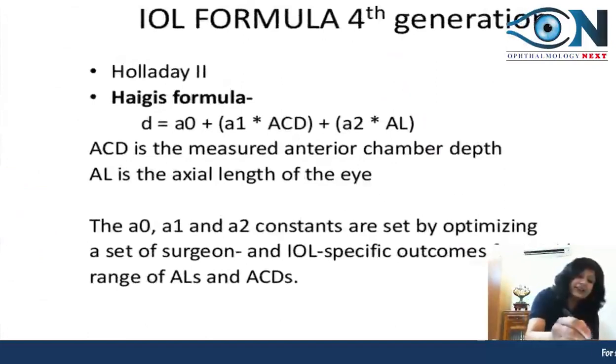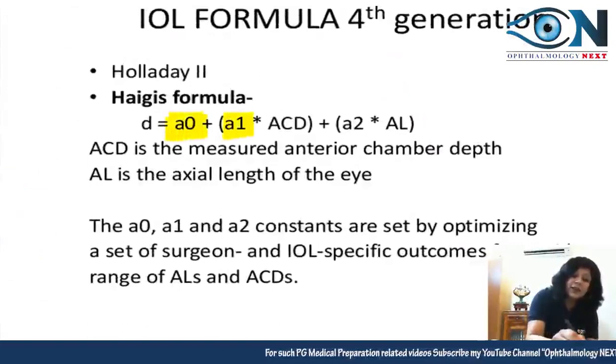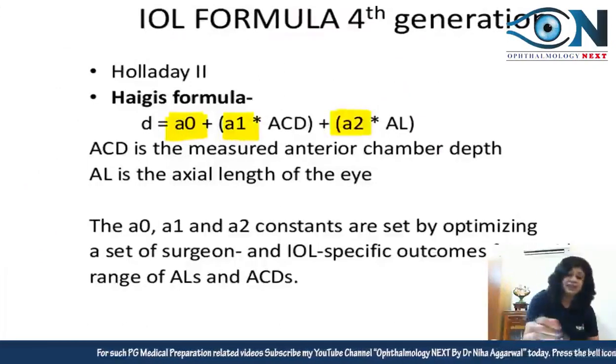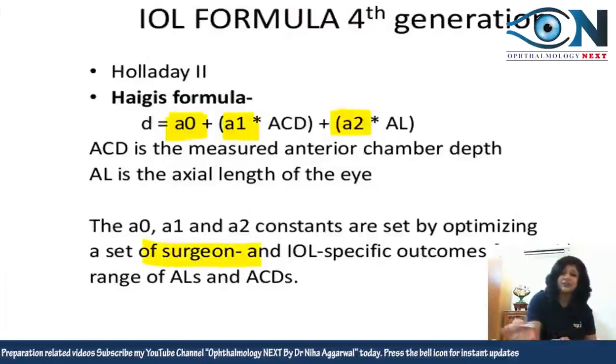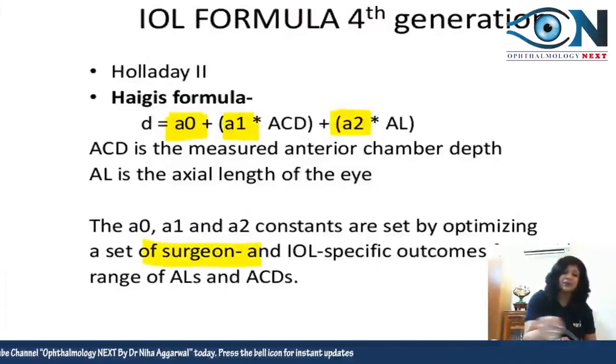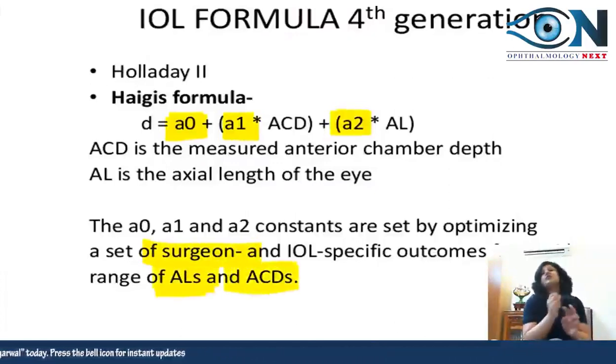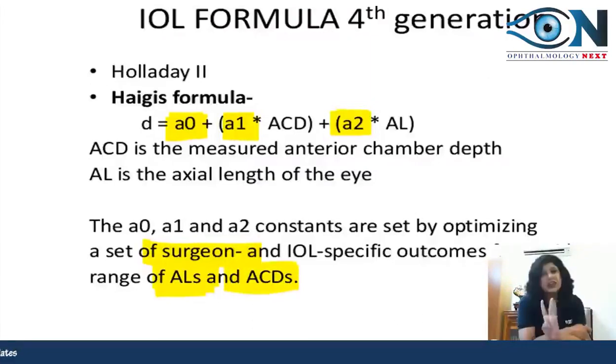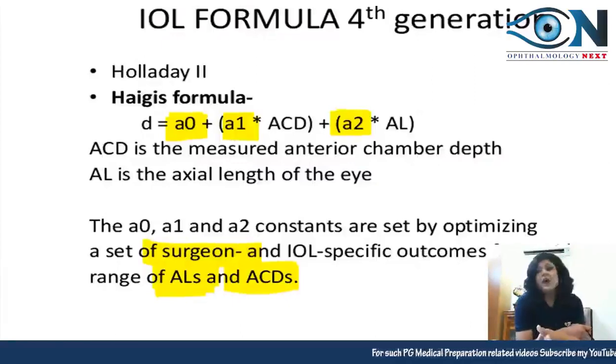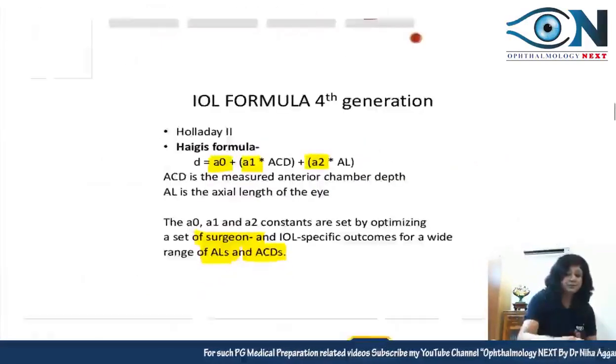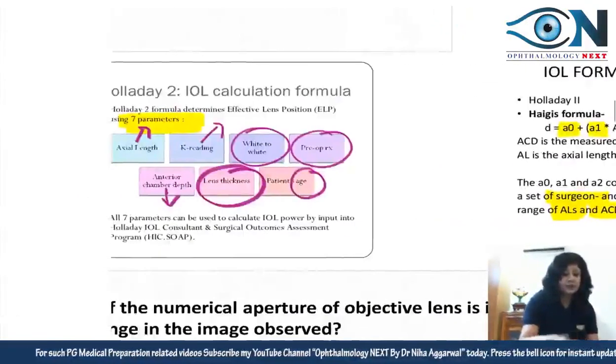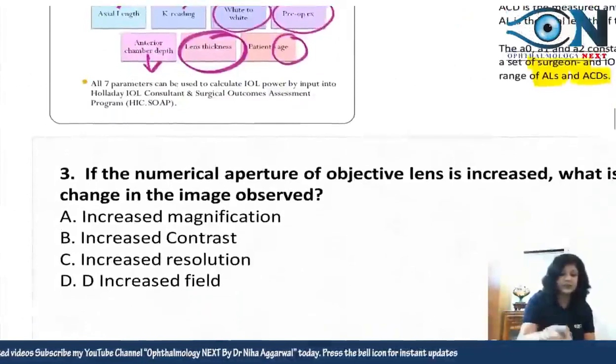Again, let us revise it. We have A0, then we have A1, and we have A2. So these are the constants which are the surgeon's factor, along with the axial length and along with the anterior chamber depth. So these 3 constants are important, and including these 3 constants, we have got other individual factors also that are considered in the Haigis formula. Okay, so now moving to the next one.